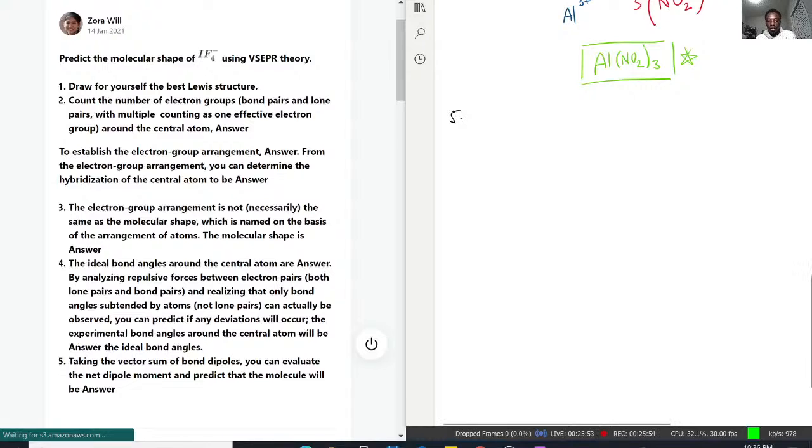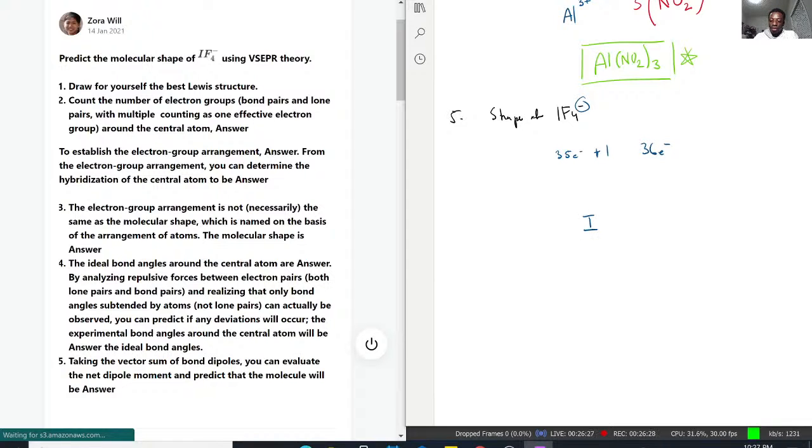But like I was saying, we want to predict the molecular shape of IF4 minus. Okay? So in order to do that, as I said, we need to start by drawing our best Lewis structure. So iodine, okay, would be on the 17th column. Same with the fluorine. So we're actually dealing with 7 times 5. So that's a total of 35 electrons plus 1 because of this negative. So we need 36 electrons to account for.